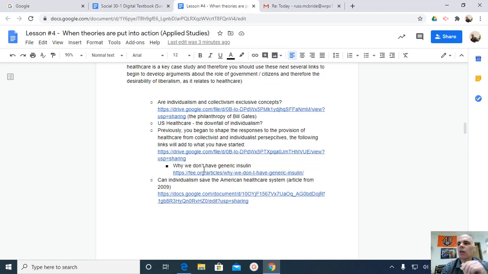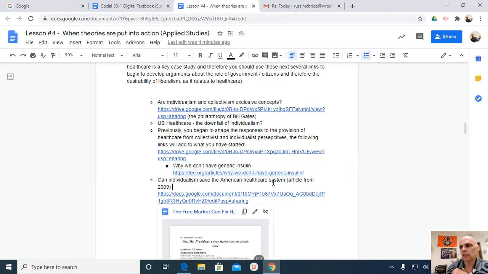But there's a counter argument, and if you're looking for a pro-individualist, pro-free market spin on the healthcare system, this one here, why we don't have generic insulin, might be an important article for you to look at. So in these documents, I try to balance individualism and collectivism. I'll have links that promote one, I'll have links that promote the other, because it's not really my job to lead you to one ideology. It's my job to expose you to more than one ideology so that you can try to determine where you're at on these concepts.